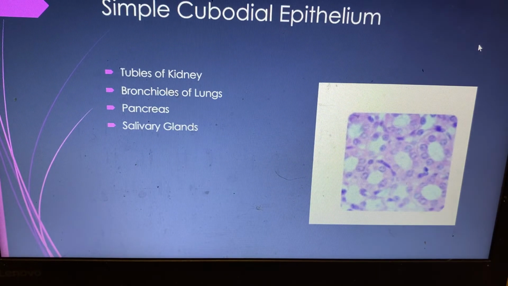Simple cuboidal epithelium have a cube shape. They are secretion cells, primarily found in the pancreas, which secretes insulin, and the salivary glands, which secrete saliva and amylase. Can also be found in the tubules of the kidney and the bronchioles of the lungs.